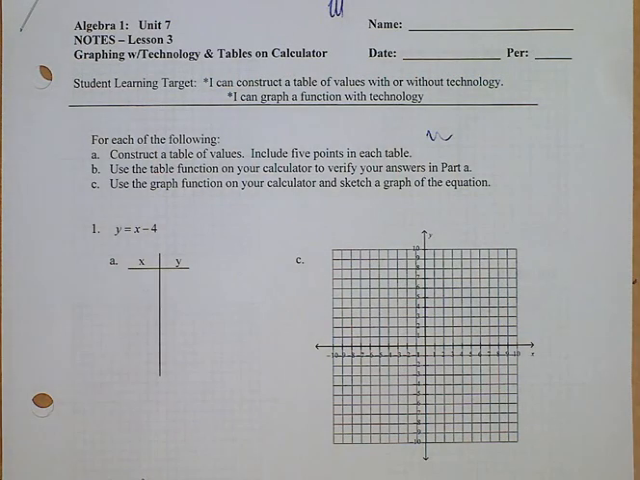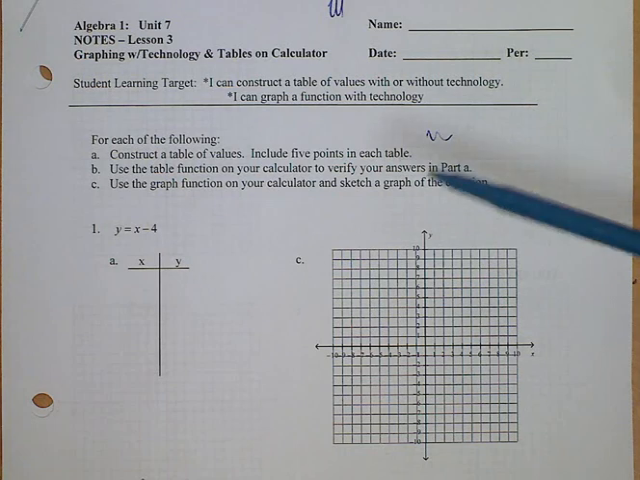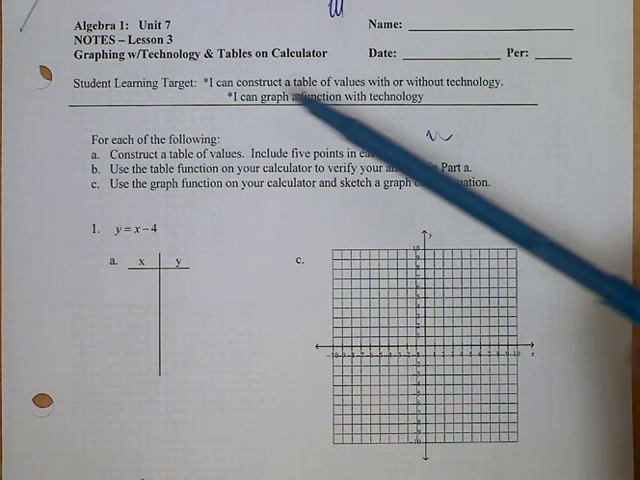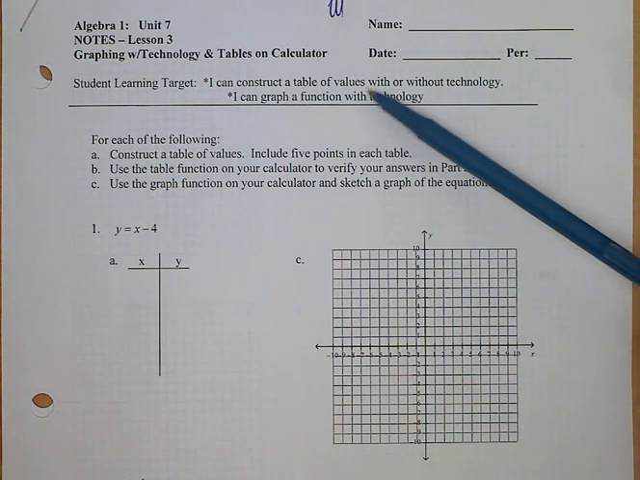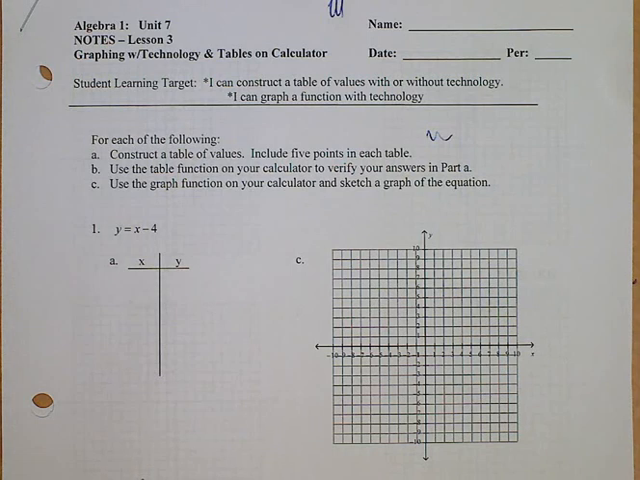Alright, so this is lesson 3. We are graphing with technology and tables on the calculator. The two learning targets here are that I can construct a table of values with or without technology, and I can graph a function with technology. Alright, so we're going to be doing two things here: one, set up a table with technology, and one, we're going to do it without.